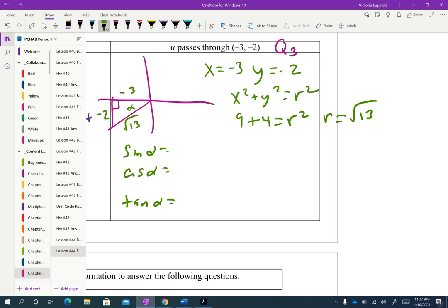So the sine, of course, is the y over the r. So -2 over the square root of 13, which would be -2 root 13 over 13. The cosine would be x over r. So -3 over root 13, -3 root 13 over 13. And the tangent would be the y over the x. So a -2 over a -3, of course, gives you a positive 2/3.